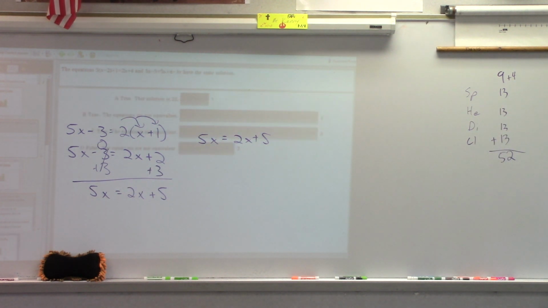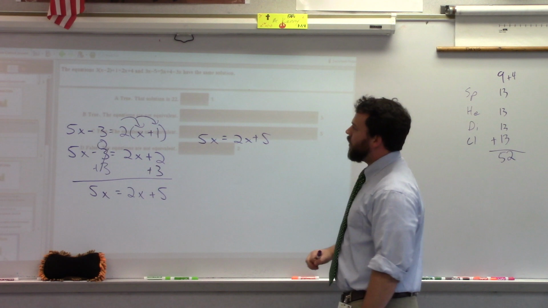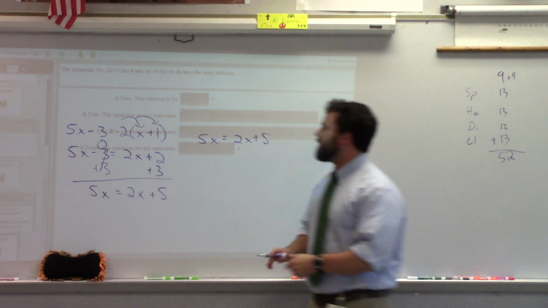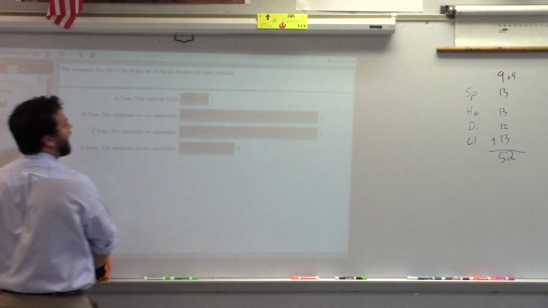Now, this next question, this is important. This is a slightly different question. It says the equations, by the way, y'all don't have this written down, so it's okay. I don't even know which one I picked. Okay. I think I should.